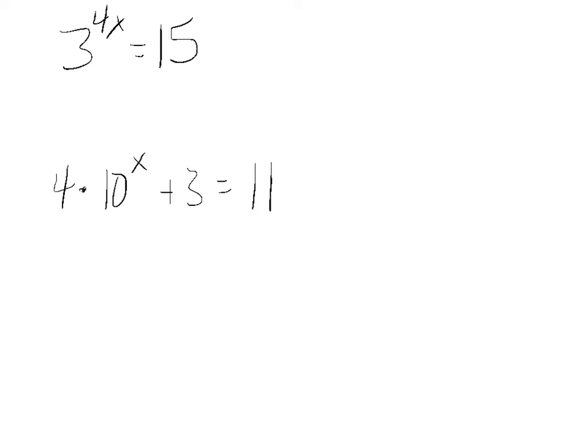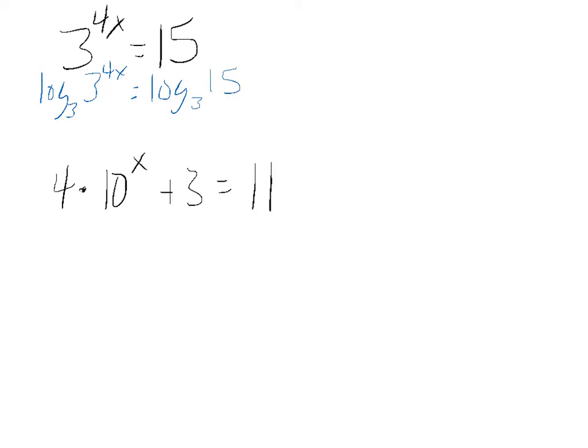I've got 3 to the 4x here, right? So 3 to the 4x equals 15. I need to get this 4x out of the exponent. So in order to cancel out this 3, I have to do the opposite of an exponentiation. What's the opposite of an exponentiation? Well, it's a logarithm with the same base. So what I'm going to do is take the log base 3 of 3 to the 4x and do it on both sides.